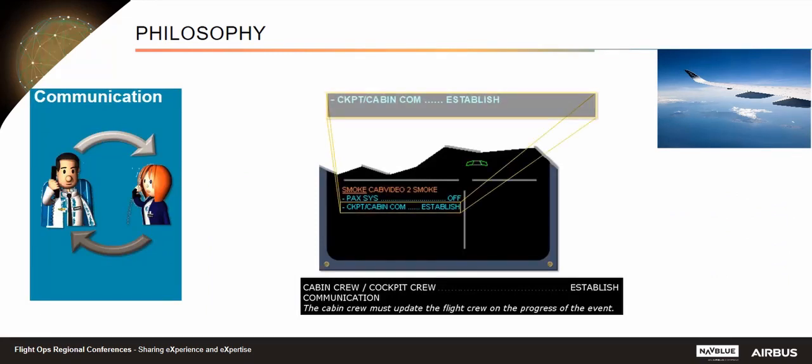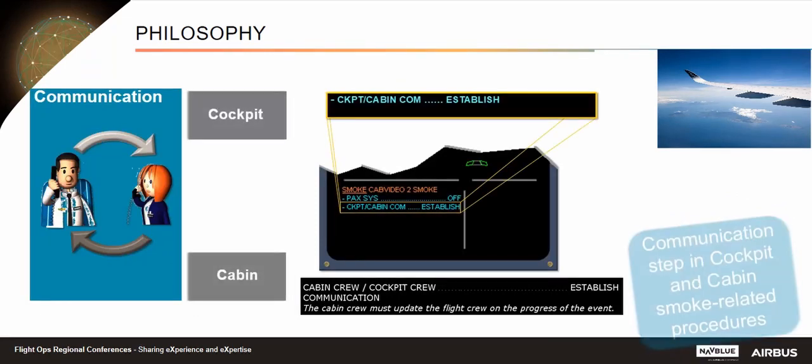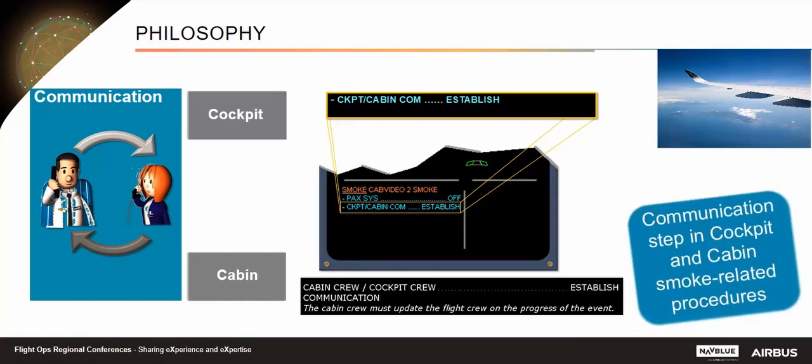Then, because the situation can escalate quite quickly, the communication between the cockpit and the cabin is really essential at the earliest stage of the events. That's the reason why all our cockpit, but also cabin crew smoke-related procedures include a step about the communication.